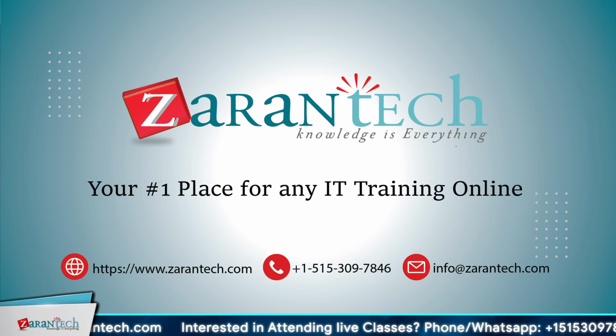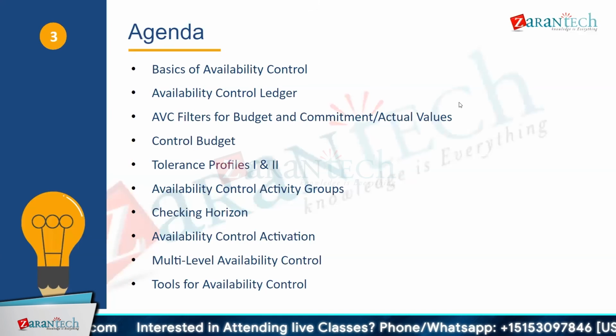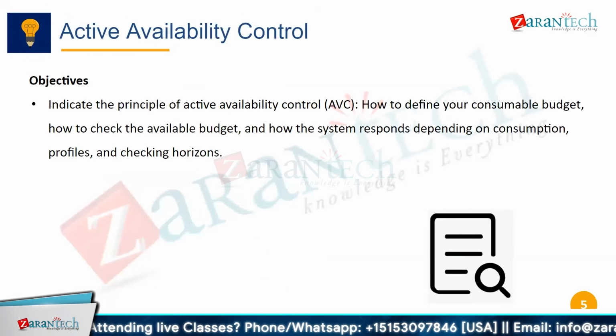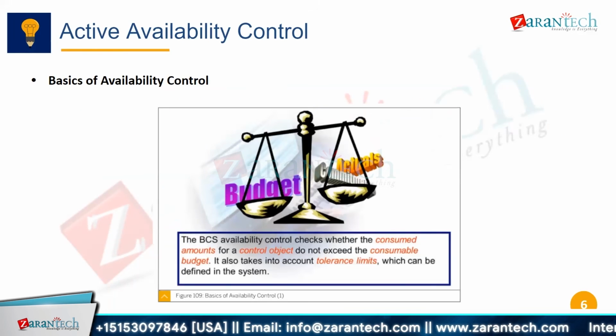One more step is that we release the budget, and then an availability control ledger will be created where it will check whether the budget is available or not. When it is consumed, this introduces the concept of consumable budget, how to check the available budget, and how the system responds depending on consumption profile and checking horizons. BCS availability control checks whether the consumed budget for a control object does not exceed the consumable budget. It also takes into account tolerance limits, which can be defined in the system.